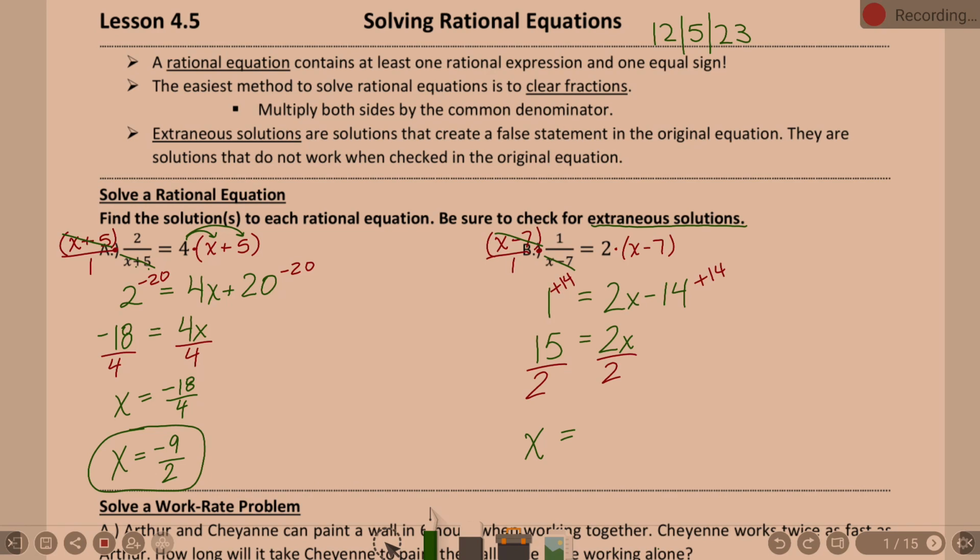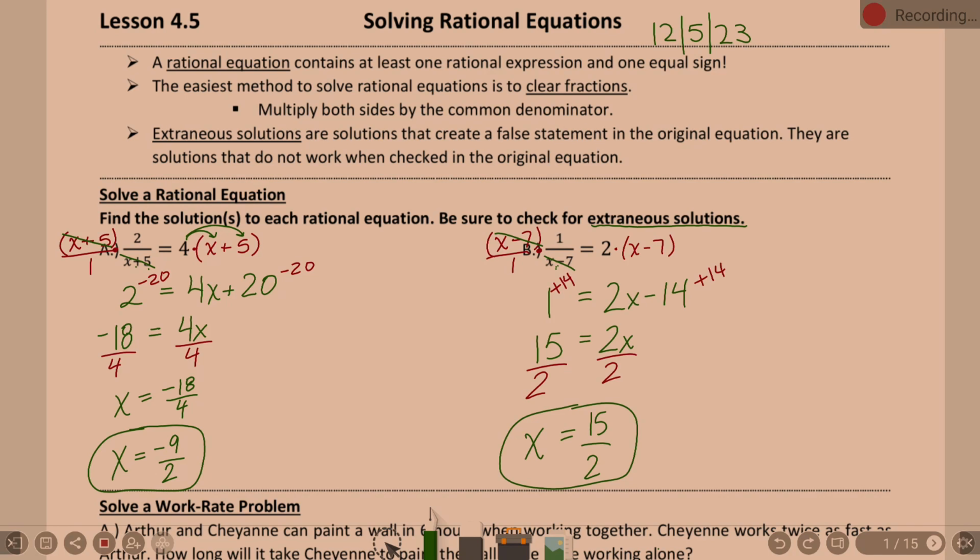What is my final answer here? I personally would just leave it as 15 over 2. 15 and 2 do not reduce. You tell me 7.5, that's great as well. Check it. Would this work? 15 halves. Does that make my denominator equal to 0? No. The answer that we could not have is x equal to 7. But that's not an issue here because we got 15 halves.